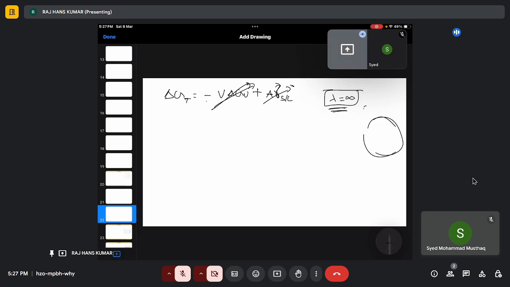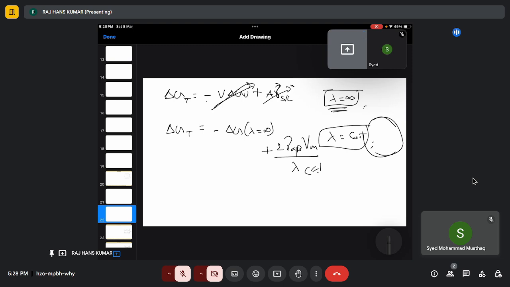Now let's not go into the model case. Let's take lambda as some constant value, C1. Now, if I write this, delta G t will be equal to minus delta G at lambda equals infinity plus 2 gamma alpha beta times the molar volume, or the volume upon the thickness. This we derived from the Gibbs-Thomson equation. If you do not know, please refer to previous sessions, where I have derived this part.